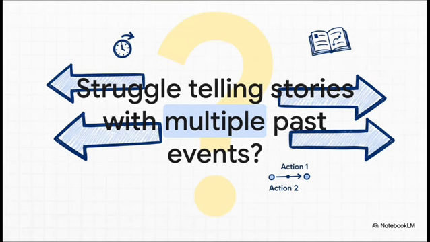You know that feeling when you're telling a story and you get kind of tangled up trying to explain the order of events? You're trying to make it clear that this thing happened before that thing? Well, that exact problem is what the past perfect tense was literally designed to solve.